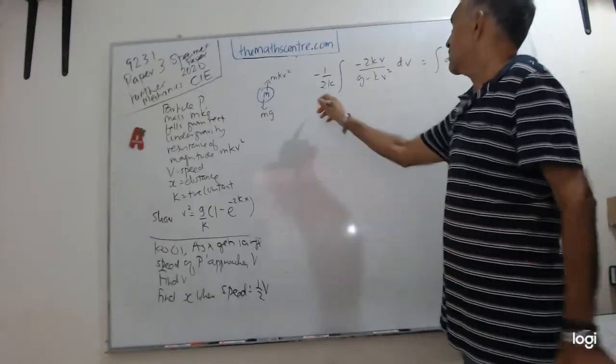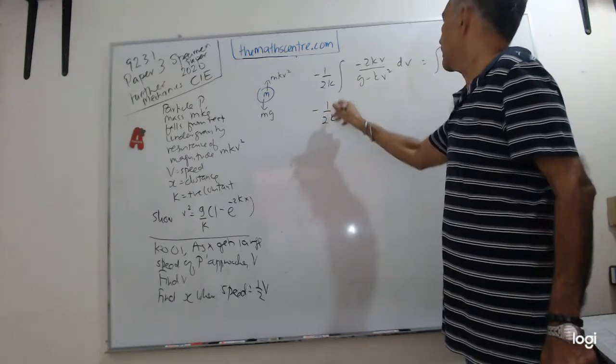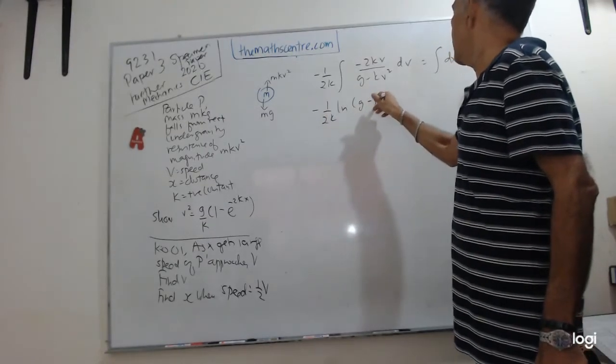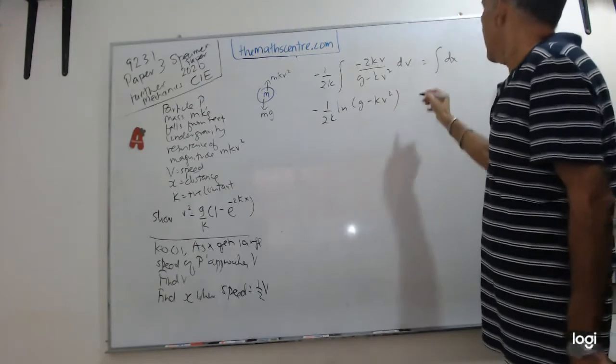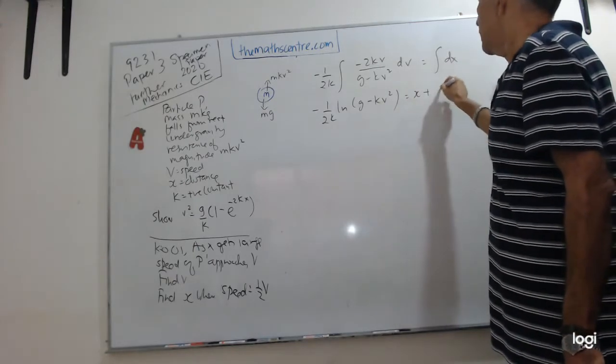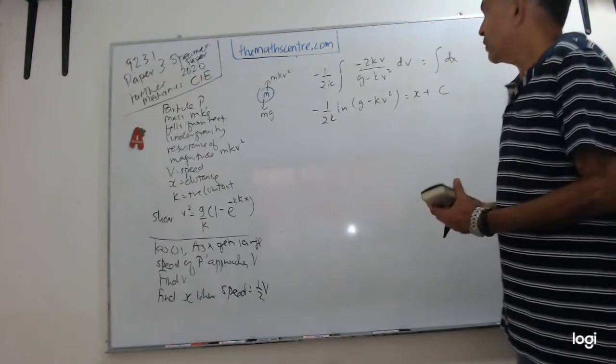This is minus 1 over 2k ln (g minus kv squared), and that will equal x plus c. So we're done with the integration.